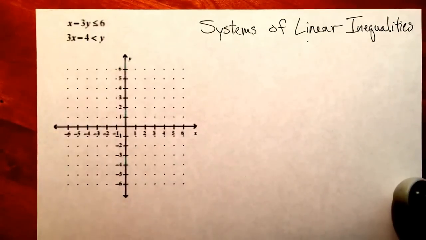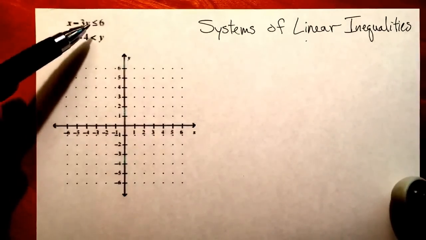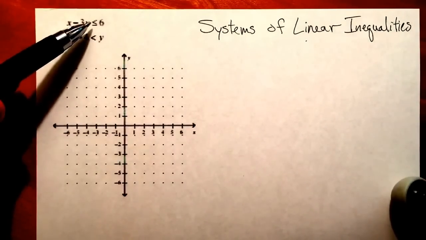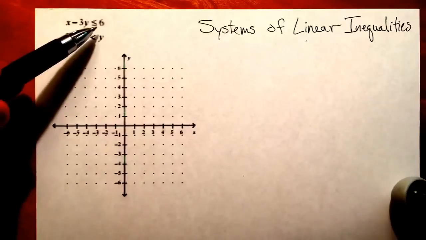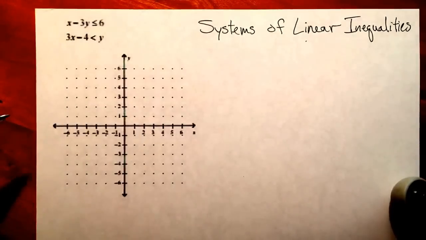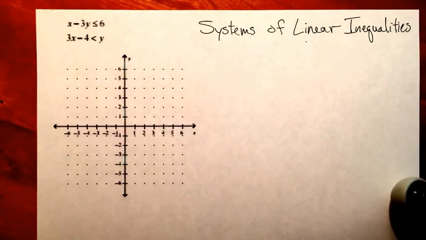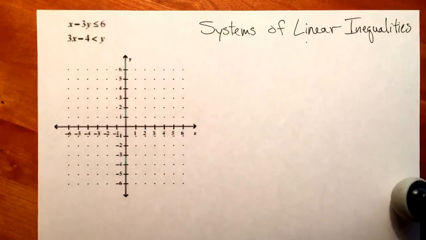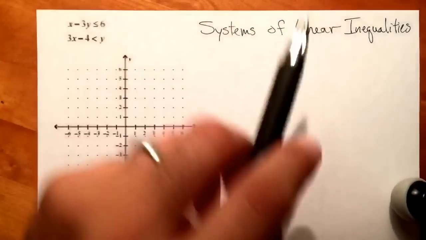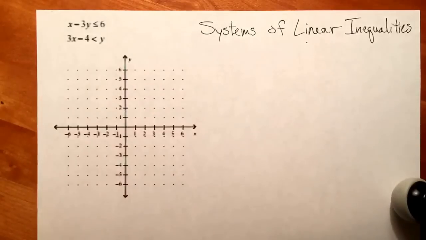All right, folks, let's take a look at what we got here. We have two inequalities. We have less than and equal to, less than. We have one inequality here. We have a second inequality here. So what we're going to do in today's lesson is combine the last two topics that we've been working on. We're going to combine inequalities with systems. So what we're going to be working on is systems of linear inequalities.